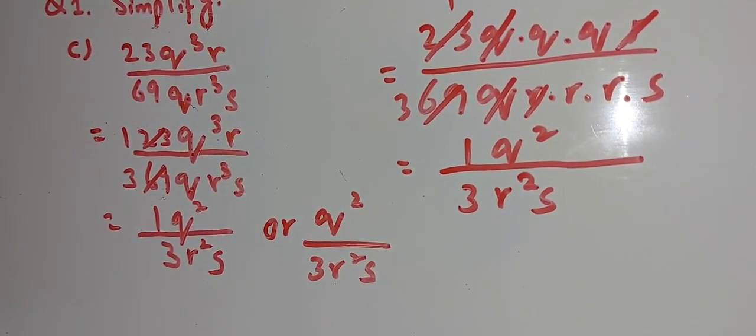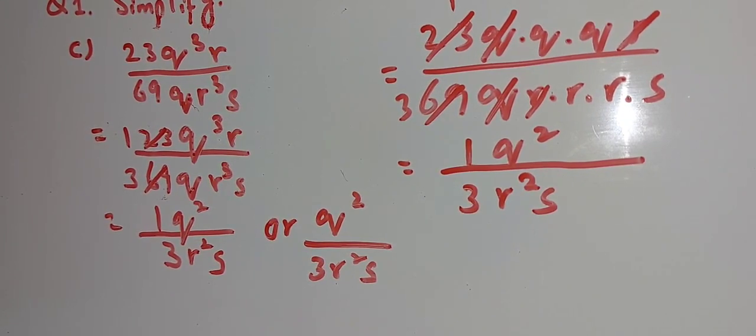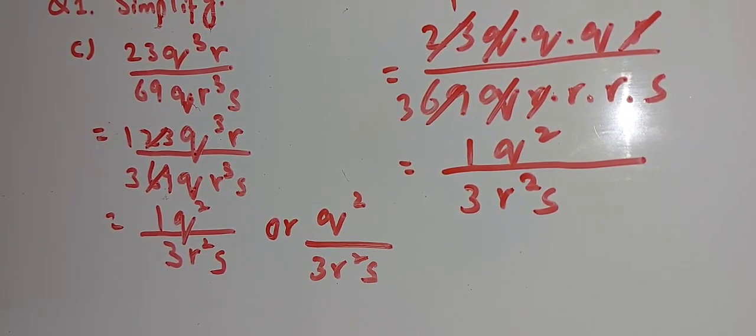Okay, this is up to you. This is the direct method, and you can split all the q's and then cut with the denominator and find the answer. Okay, now move on to part D.